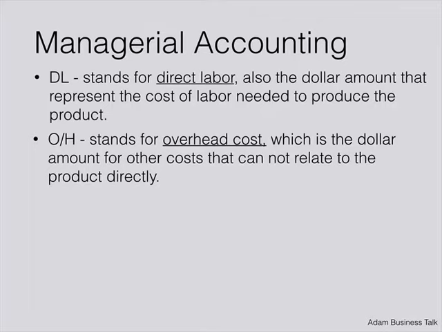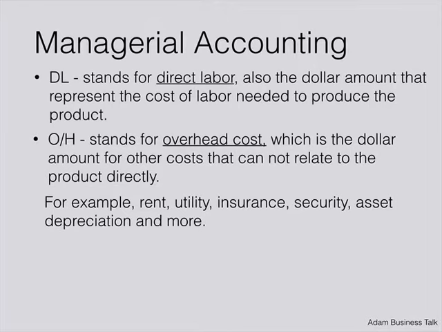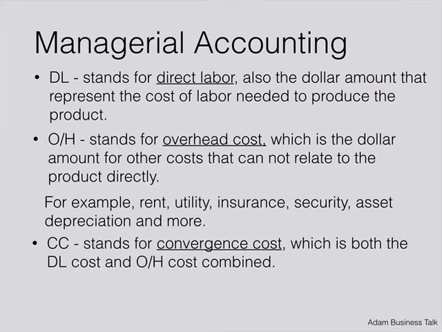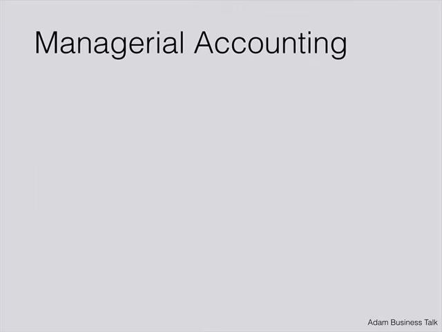The other kind of cost is unrelated to the manufacturing process. For example, rent, insurance, utility bills, security, stuff like that. I cannot say that this much rent goes to this cupcake and that much insurance goes to this product. That is so hard to allocate, so they call it overhead costs. You can imagine it like indirect cost. Conversion cost is just a fancy word for combining both direct labor and overhead cost.